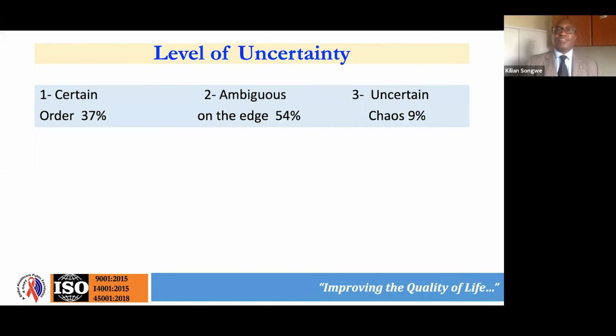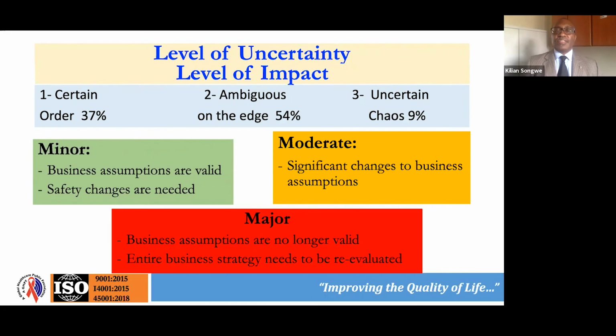Then there are levels of uncertainty for the different things as they happen. There are minor levels: business assumptions are valid. Moderate levels: significant changes to business. And then of course, there is the major part: business assumptions no longer valid. This is where risk management, risk assessment, and the risk standard become really important. When your business assumptions are no longer valid, what are you going to be able to do?